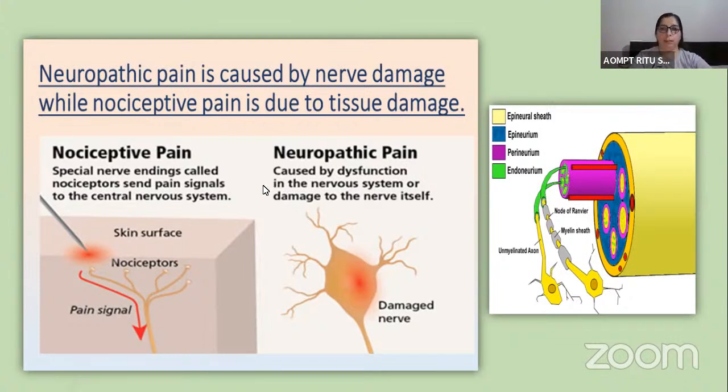And this is the neuropathic pain, caused by the dysfunction of the nervous system or damage of the nerve itself. And this is the nociceptive pain, where the signals are getting through the nociceptors, the free nerve endings. So neuropathic pain is caused by nerve damage, while nociceptive pain is due to tissue damage. So in nociception versus neuropathic pain, it is very clear that if there is tissue damage, that is nociceptive pain. If there is nerve damage, that is neuropathic pain. So the differentiation between nociceptive and neuropathic pain is also important here.